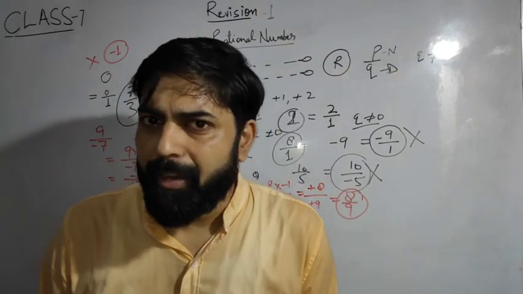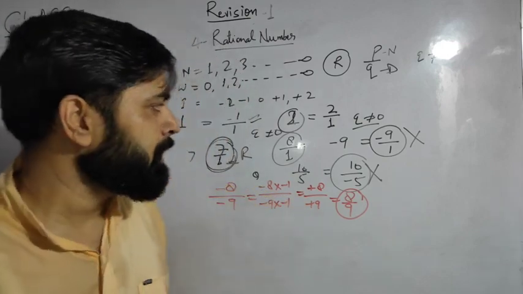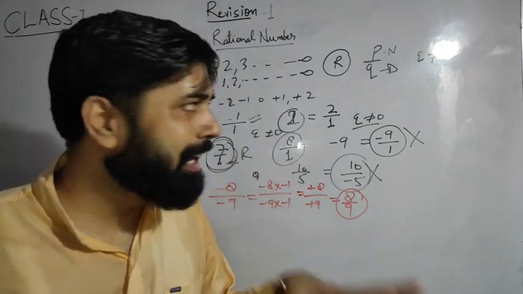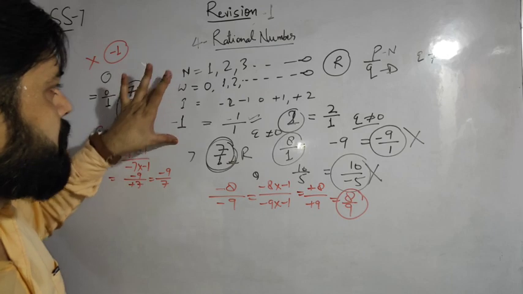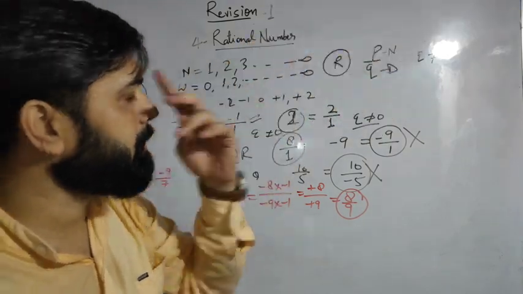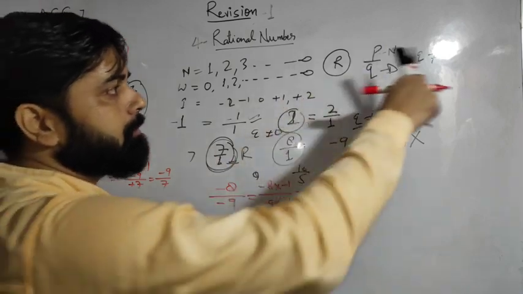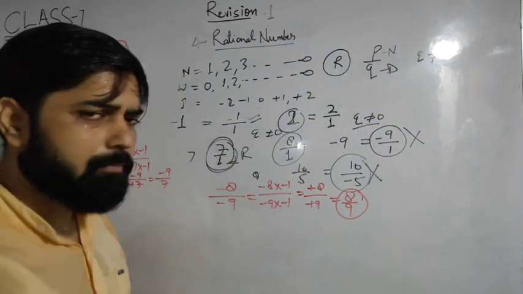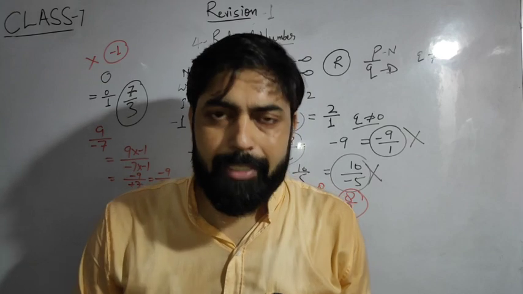So this was all for today in the first revision. In the first revision I have revised what? Natural number, whole number, integer, and the rational number. What is the rational number? If any number you can write in the form of P upon Q, that number is known as a rational number.